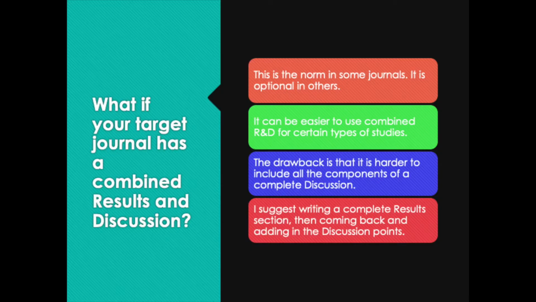So if you do need to write a combined results and discussion section, what I suggest you do is to write the results section and then come back in and add the discussion to that results section. That has worked for me in the past. Now you could try to write them simultaneously. That might work for you. So if you do need to write a combined results and discussion, figure out what works for you.